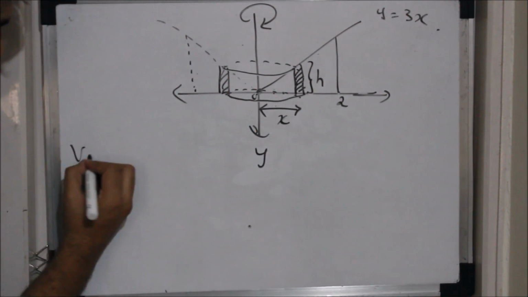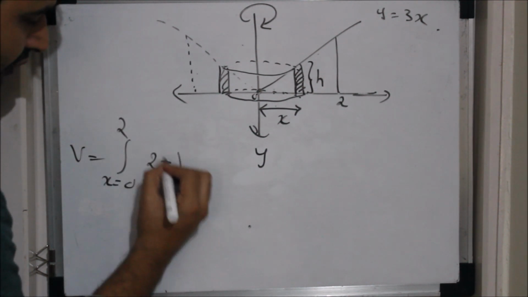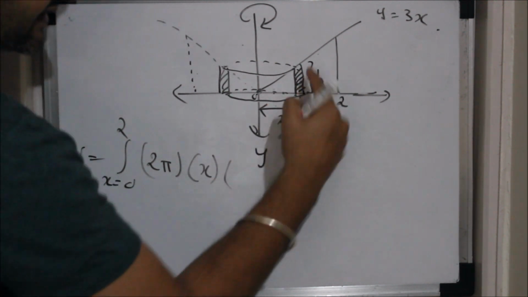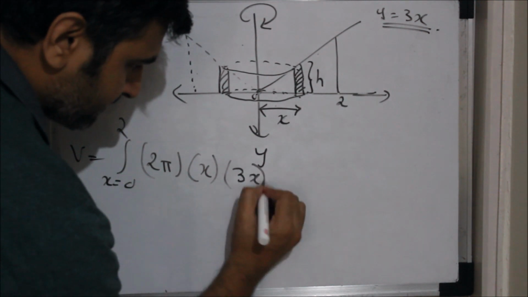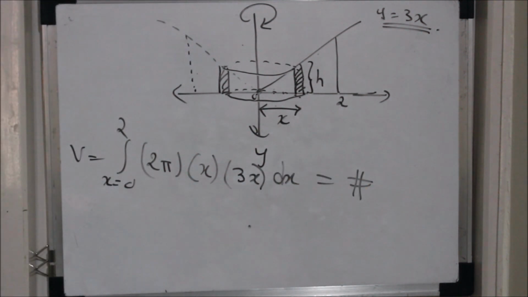So what is the volume? Volume is the integral for x from 0 to 2 of 2 pi times the shell radius, which is x, times the shell height, which is the vertical distance, nothing but 3x, dx. And when you solve this integration, you get a number, and that is nothing but the volume of the region obtained by revolving this triangle along the y-axis.